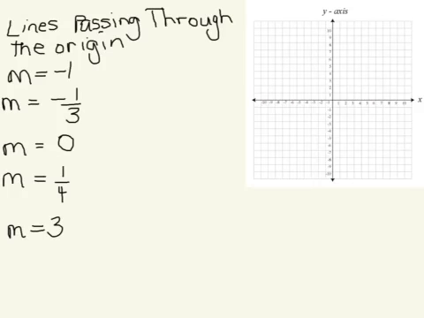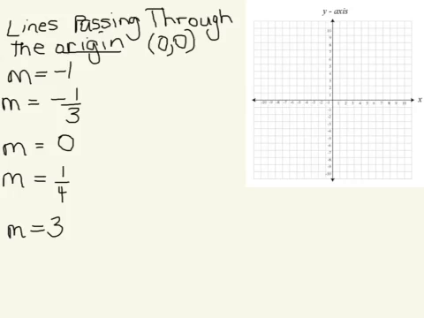In this problem, we are asked to draw some lines passing through the origin and with the given 5 different slopes. So the first thing you want to notice is that the origin, of course, is a point in the graph at 0, 0. So we know that all of the lines have to pass through that point 0, 0 right there. The next thing we also know about the lines is that we have been given their slopes.